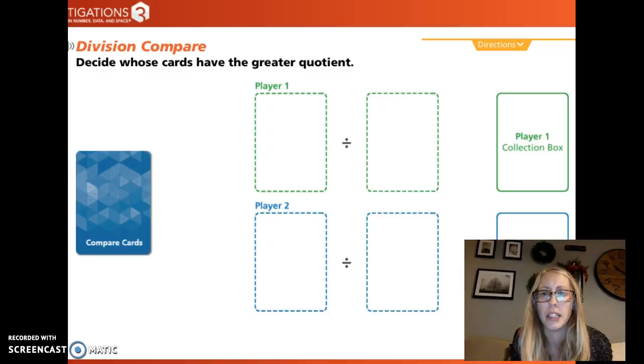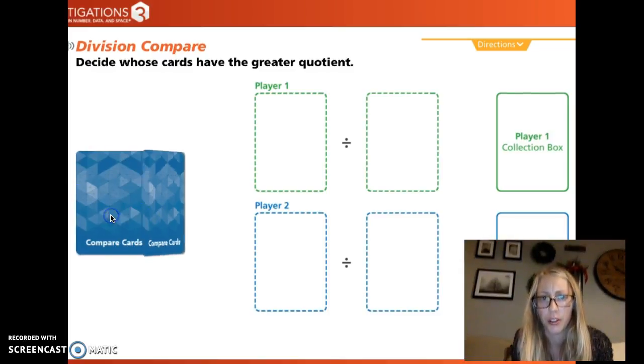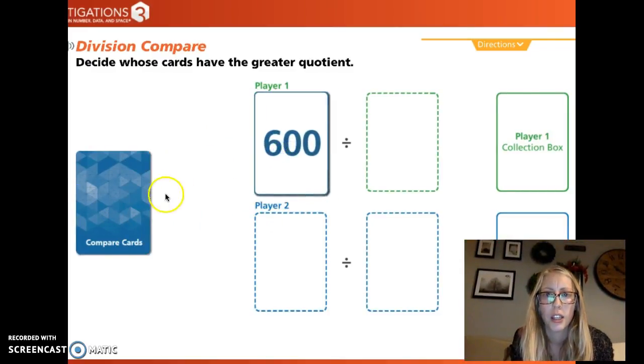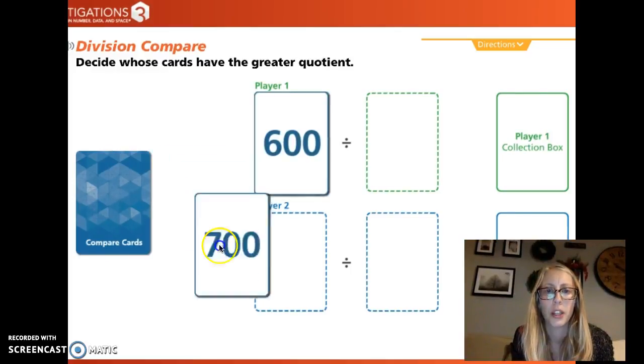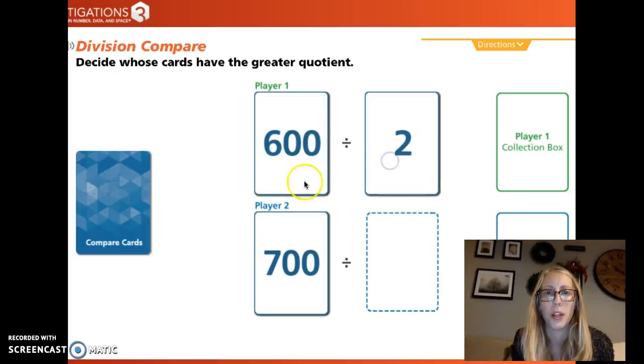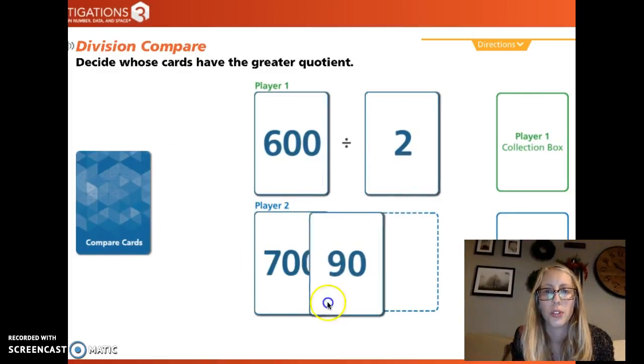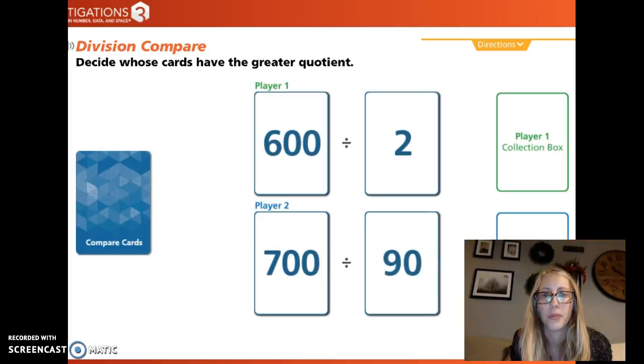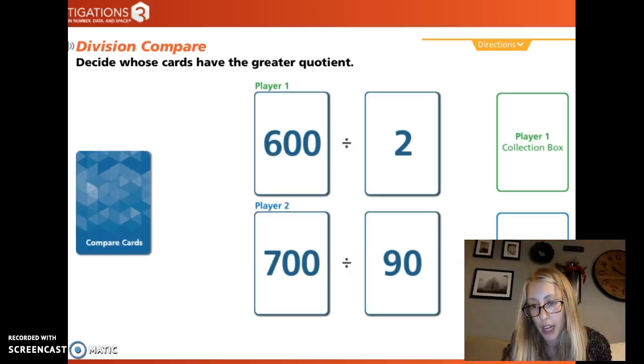Now, I showed you in the other video that all you need to do is click your cards. Make sure player 1 gets the first card, player 2 gets the second, the third card goes to player 1, and the fourth goes to player 2. So, 600 divided by 2 and 700 divided by 9. You will have to work to solve to see which would have the greater quotient.